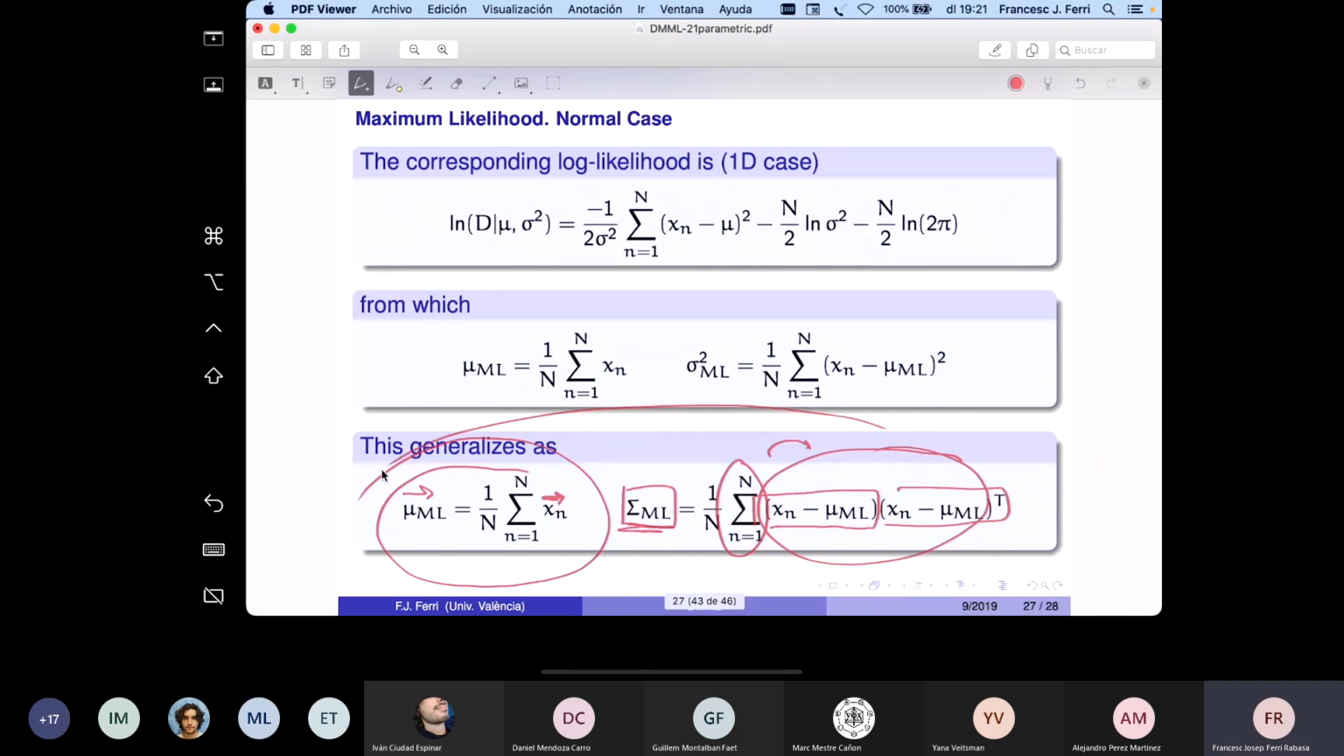Okay, and this is what we usually do, with some minor details, when we implement the linear and the quadratic classifiers. We estimate means and covariances basically this way.